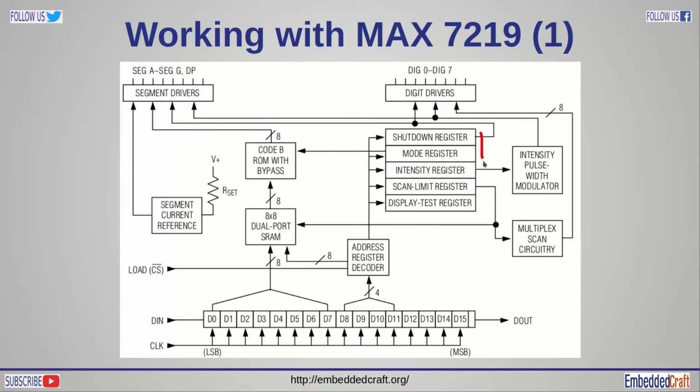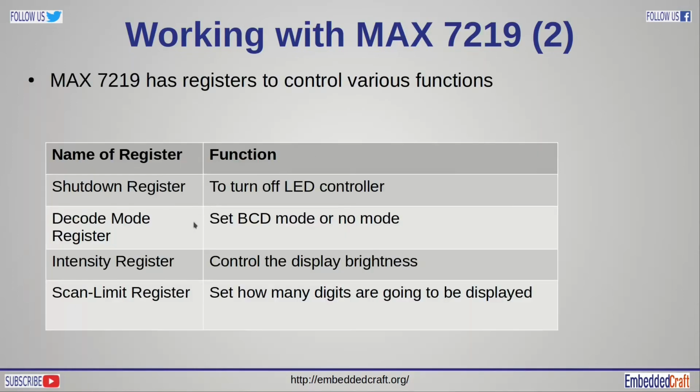MAX7219 has various registers. These are the segment driver pins, Seg A to Seg G, and the DP line. Here we have digit drivers. It has DIG0 to DIG7 lines. It has registers to control functionality of LED drivers. For example, the shutdown register to turn the LED driver on or off. In the same way we have intensity control registers. The scan limit register decides how many digits are going to be displayed.